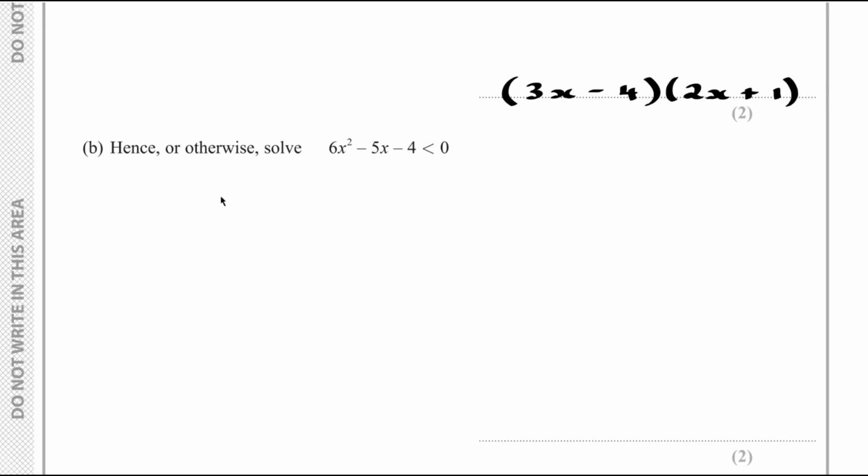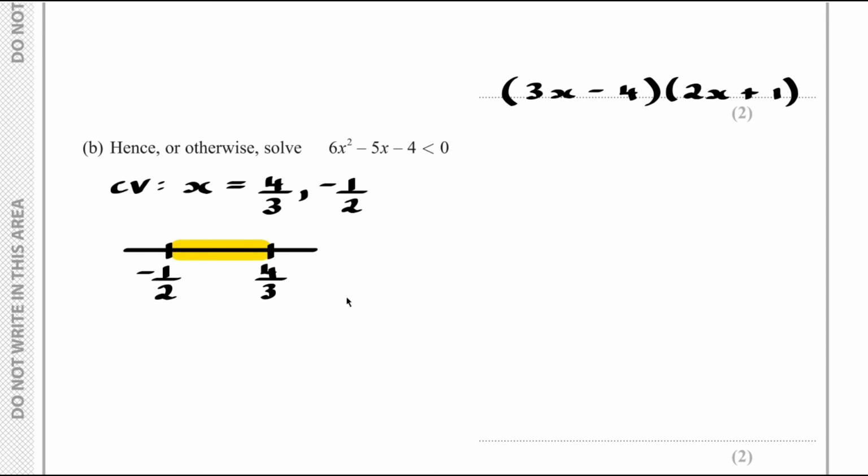Part B. Hence or otherwise solve 6x squared subtract 5x subtract 4 being less than 0. If I set this equal to 0, we can find our critical values. The critical values are x equals 4/3 and x equals negative 1/2. And if we draw a diagram, such as the one we see here, the values that we require are in between negative 1/2 and 4/3. So we have negative 1/2 is less than x, which is less than 4/3.